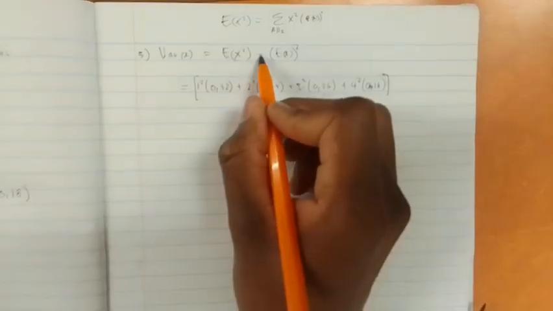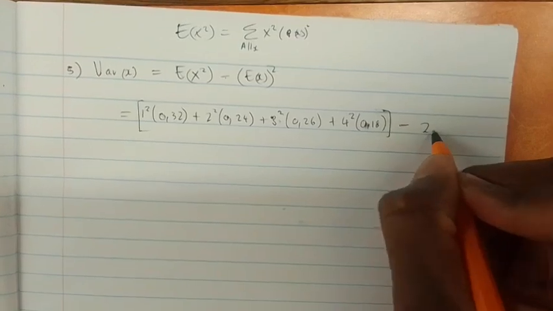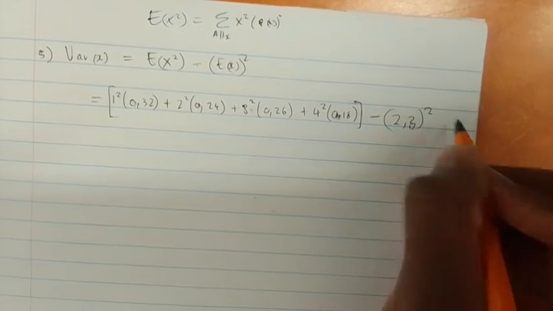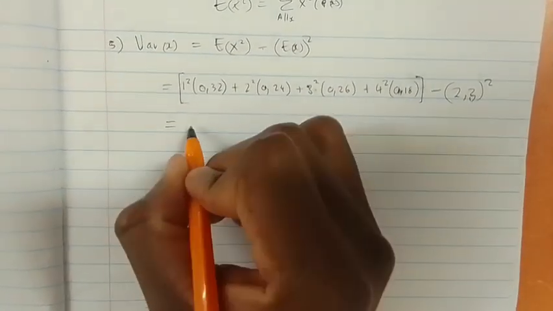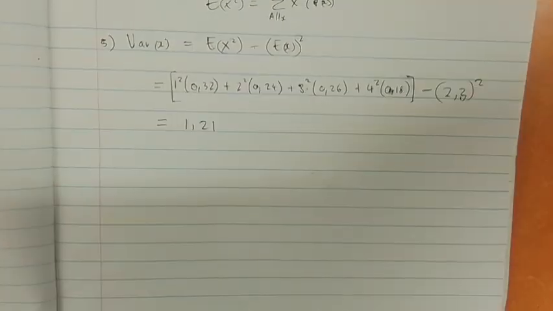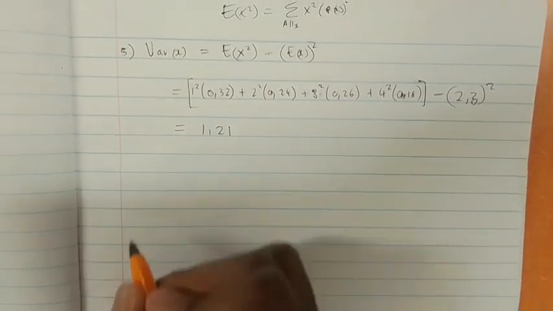Okay, now we must subtract the expected value of x. And we calculated it here to be 2.3. Expected value of x calculated to be 2.3. We place it here with 2.3, but we must square that. After squaring that, after doing all this, when you plug it in a calculator, you must get 1.21. And then let's calculate now number 6.